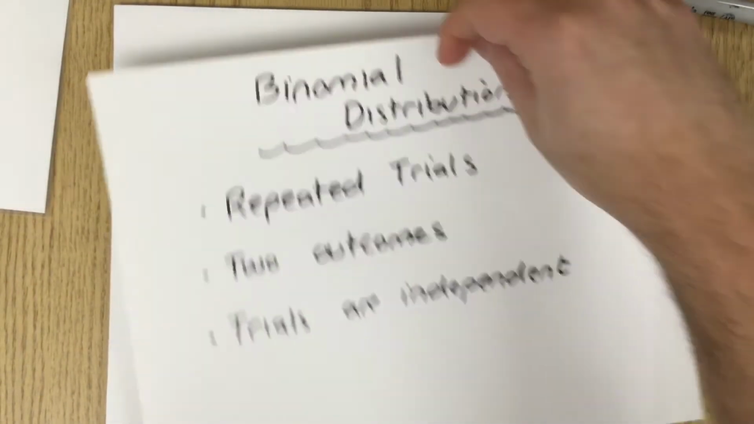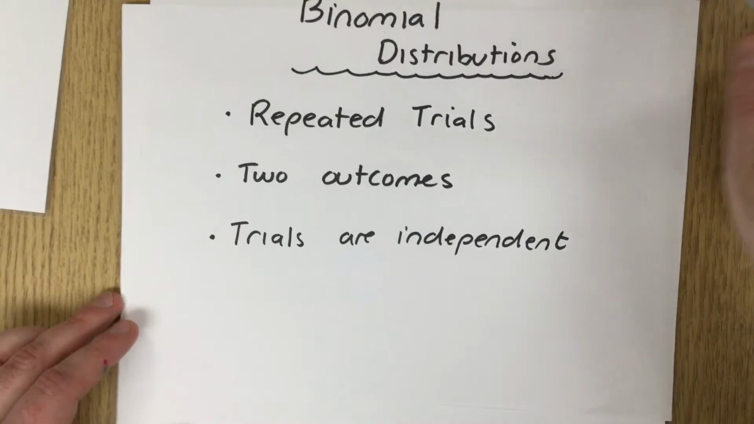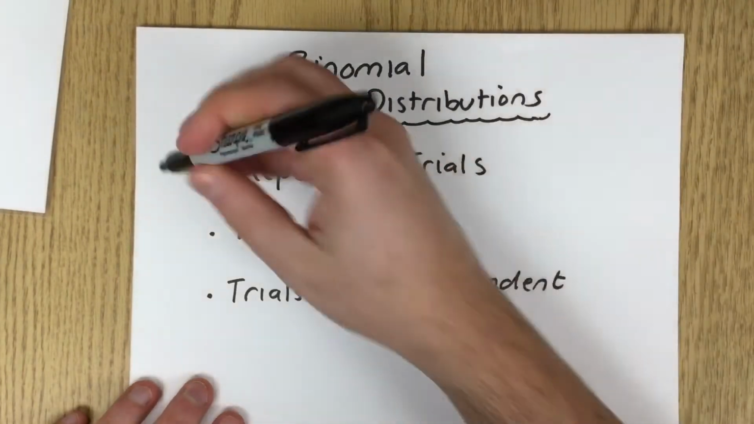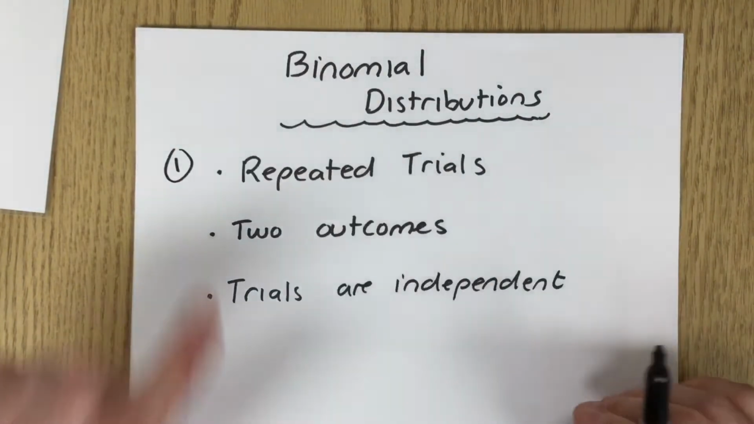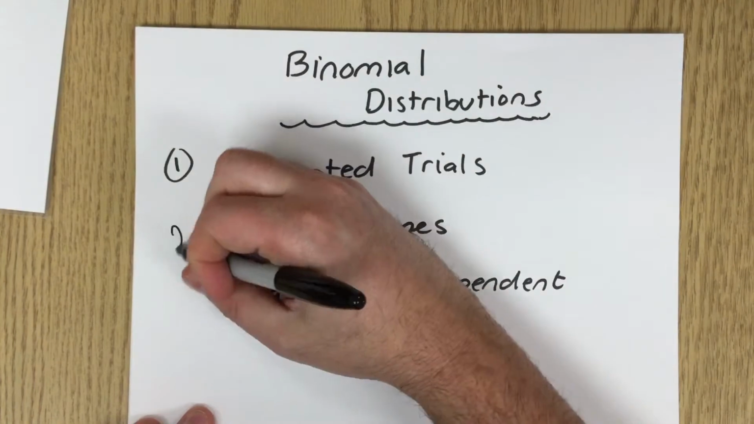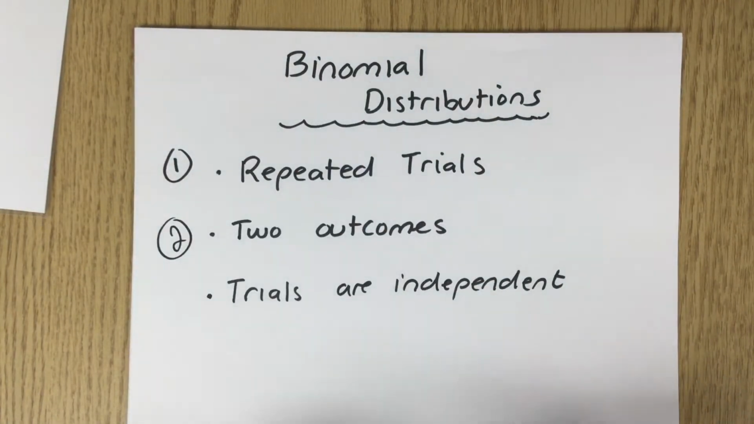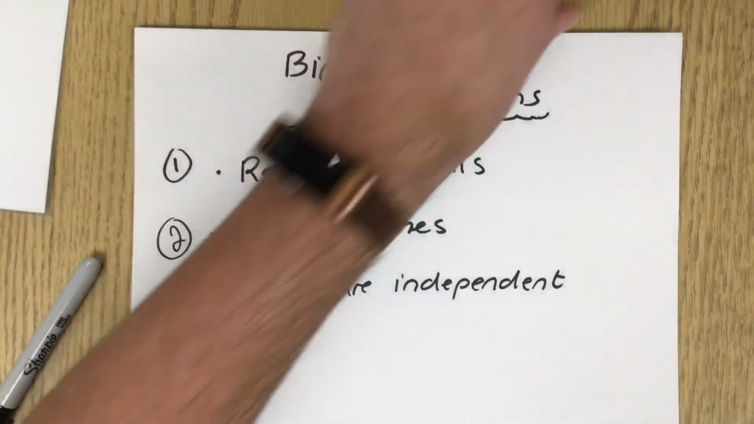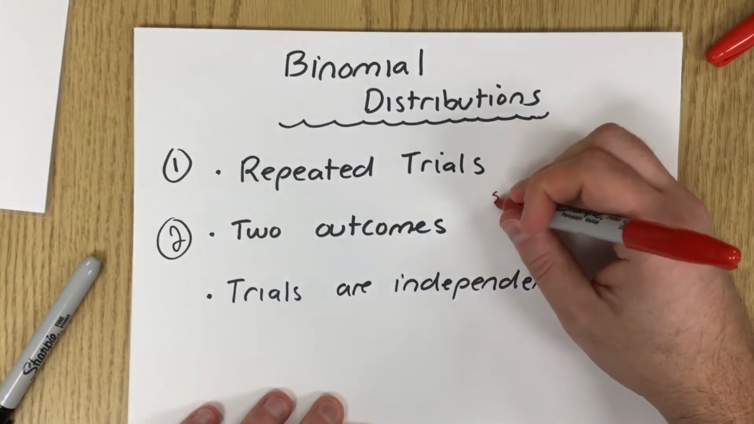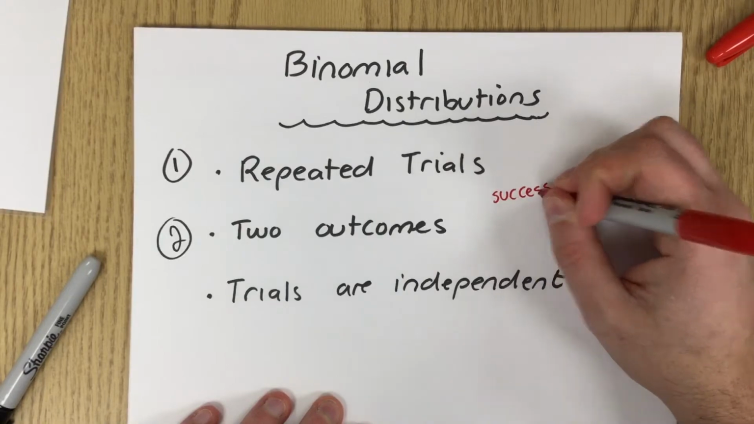So, what is a binomial distribution? Essentially there are three characteristics of a binomial distribution. One, there have to be repeated trials, trials that are repeated often. Two, there have to be two outcomes. And for a variety of reasons, we tend to name the outcomes success and failure.